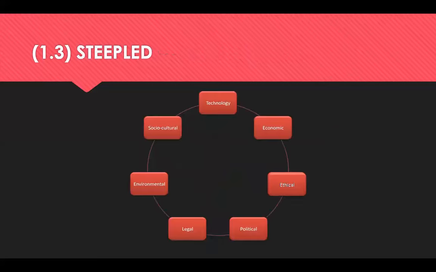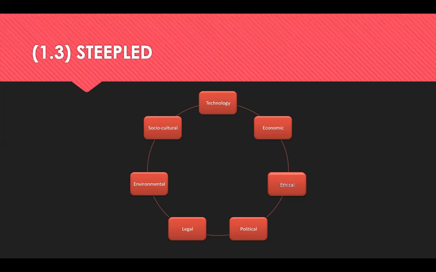Now, the macro environment involves influences that affect the entire economy of our business and our country. And how much influence the macro economy and the environment has on a company will depend on how interlaced they are. So a common term for this analysis is known as the steeple analysis, each of those letters referencing a macro environmental factor. So if we start with sociocultural, these are factors like our customers, their lifestyles, their values, and these things characterize the society and how they work.